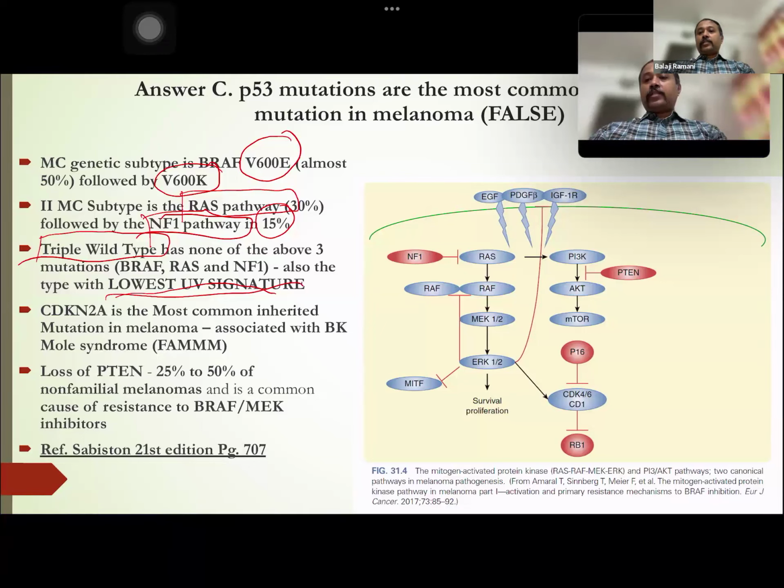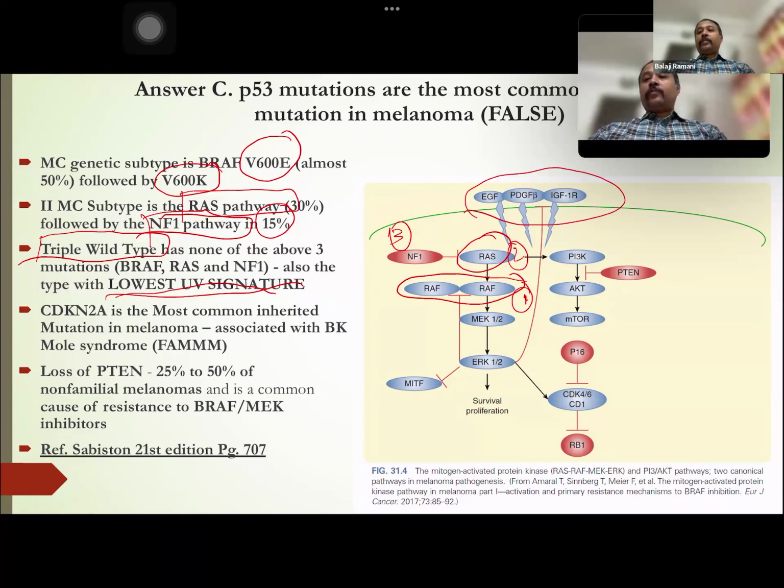So if you look at it, this is your RAS. Then you have your RAF. RAF is the most common one. So this is the first pathway which is affected. This is the second one which is affected, and NF1 is also implicated, which is the third most common, which has an inhibitory effect on the RAS as well. The other things which can be stimulatory are going to be EGF mutations, PDGFR, IGF1R. All these are some things that can lead to activation of the mutation.